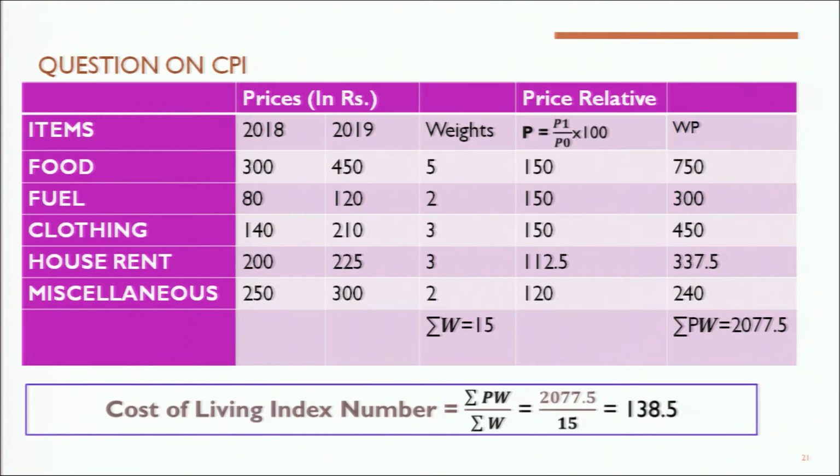So 150 multiplied by 5 gives you 750, 150 multiplied by 2 gives you 300, 150 multiplied by 3 gives you 450, 112.5 multiplied by 3 gives you 337.5, and lastly 120 multiplied by 2 gives you 240. After having calculated your PW and your weights, you just have to apply the formula of sigma PW divided by sigma W. When you take the total of the last column PW, you get 2077.5. You divide this 2077.5 by 15, which is the total of the weights column, and you get the cost of living index number as 138.5.